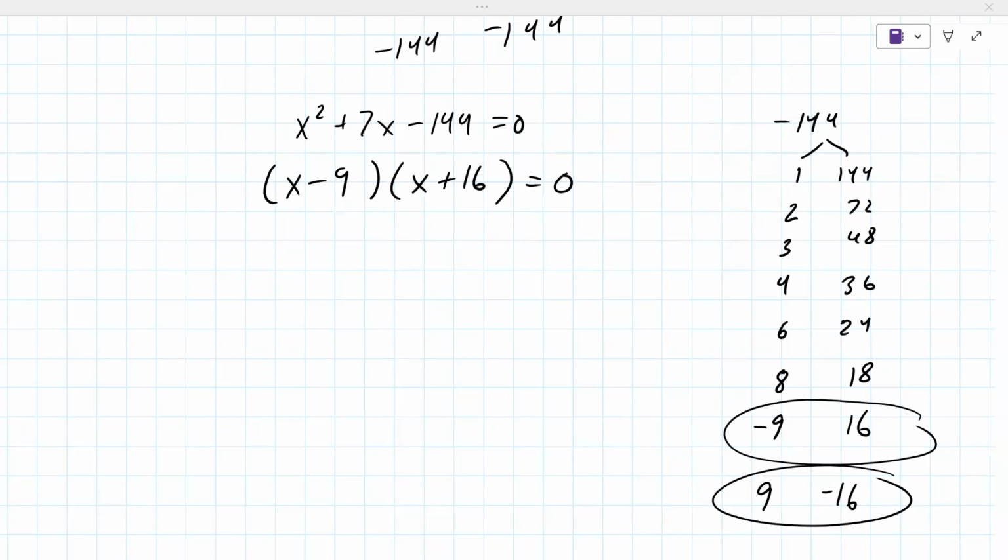And then you set each of those equal to 0. So what are the two x values? That would be 9x and 16x. You're solving for x. You undo subtraction by 9, you undo addition by 16, you add. Yep. So what are the two x values?